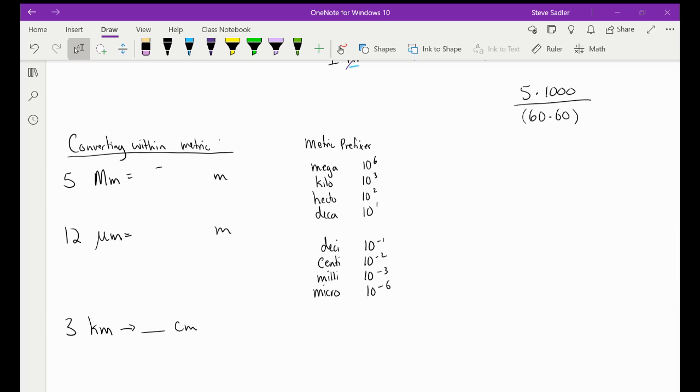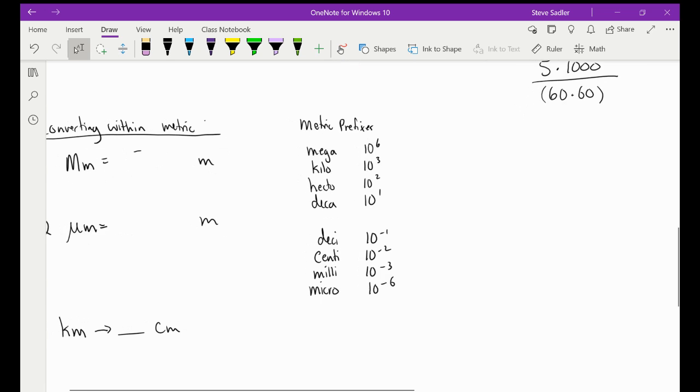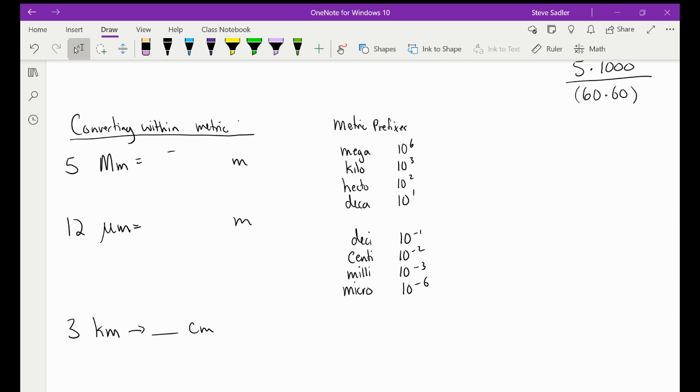So here are your metric prefixes. You have this on your formula sheet as well. So mega is 10 to the 6, kilo is 10 to the 3, hecto 10 to the 2, deca 10 to the 1, deci 10 to the negative 1, centi 10 to the negative 2, milli 10 to the negative 3, and micro 10 to the negative 6. They go larger and smaller. But for now, those are the most common ones.